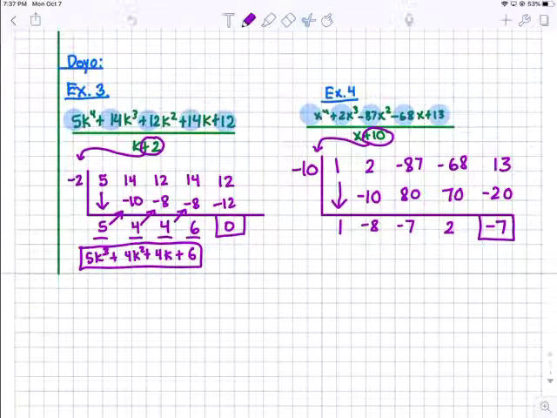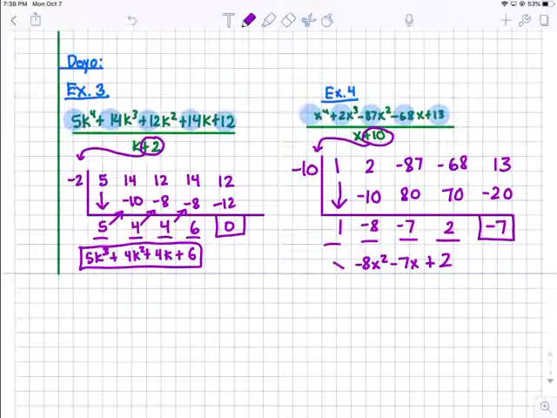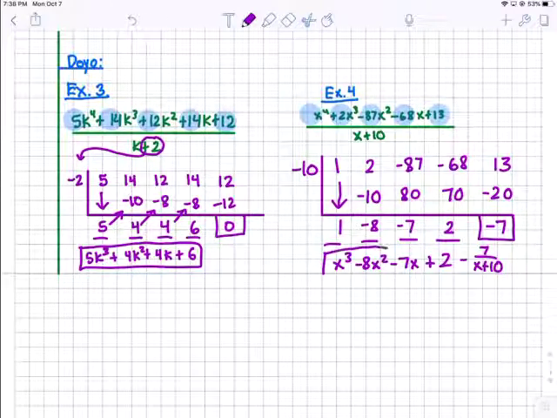So here's our constant, degree of 1, degree of 2, and degree of 3. So 2 plus negative 7x, negative 8x squared, and x to the third. And then at the very end, don't forget the remainder, minus 7 over the polynomial that we just divided by. If I just erase this, this is the polynomial we're dividing by, x plus 10. So I'm going to put 7 all over x plus 10. And there's your answer.